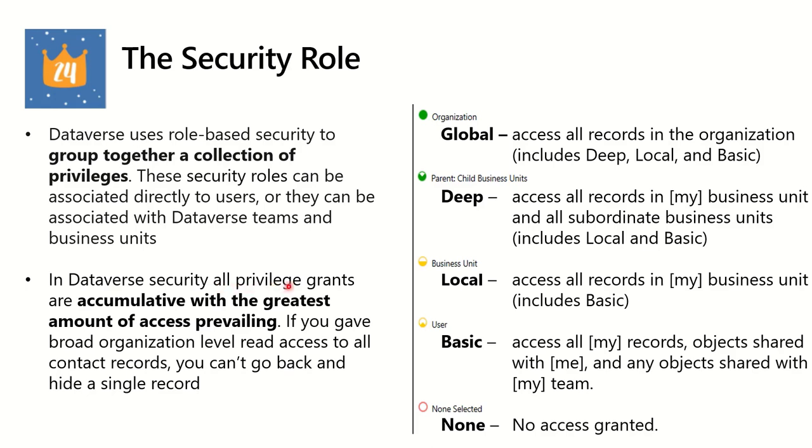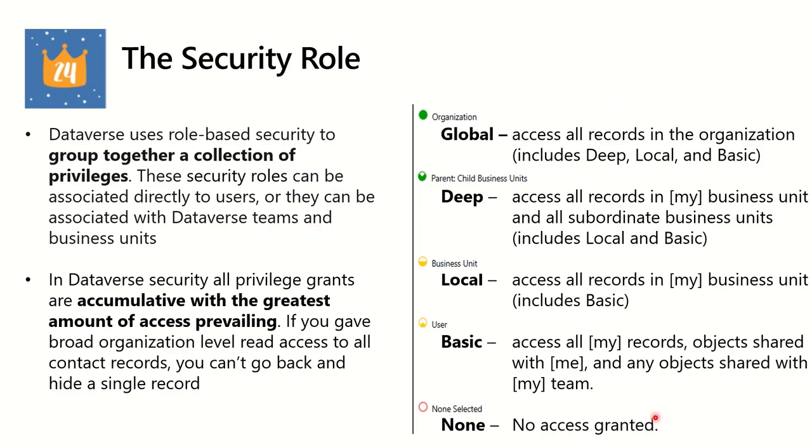In Dataverse security, all privilege grants are cumulative with the greatest amount of access prevailing. Okay, so the highest access level prevailing, the broadest amount of access prevailing. So here's the example. This comes directly from our docs, by the way. If you give broad organizational level read access to all contact records, you can't go back after the fact and hide just one record.